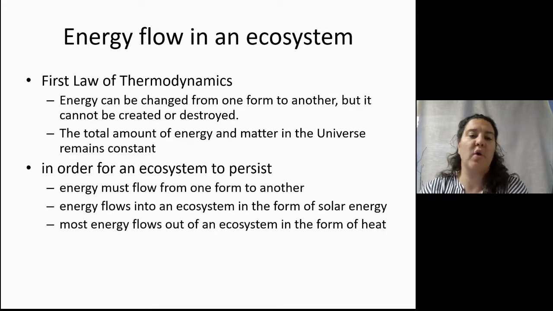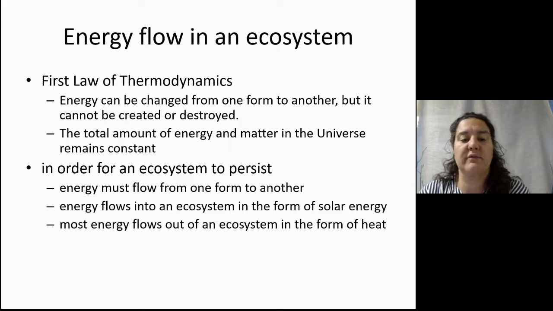When we're looking at the flow of energy through an ecosystem, we want to look at the first law of thermodynamics, which is that energy can be changed from one form to another, but it cannot be created or destroyed. So the total amount of energy and matter in the universe remains constant. So, in order for an ecosystem to persist, energy must flow from the sun to plants to herbivores to carnivores to decomposers.